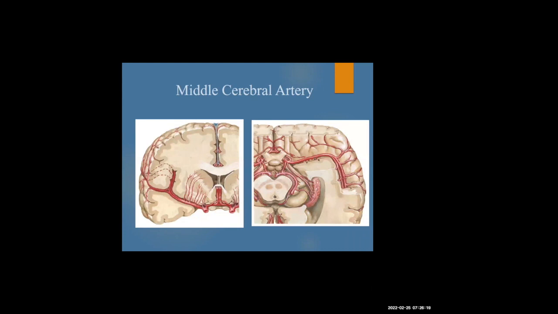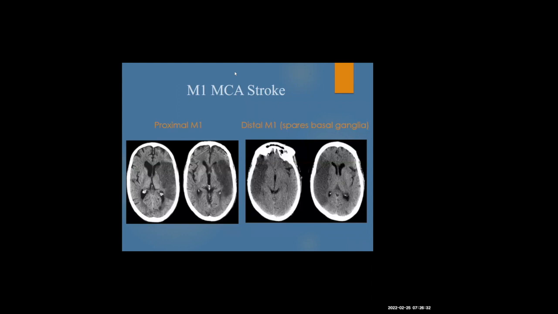And just to give you another depiction of the number of vessels that come up and perforate into the basal ganglia on the right side. So these are crucial vessels. So how does this translate into our imaging?